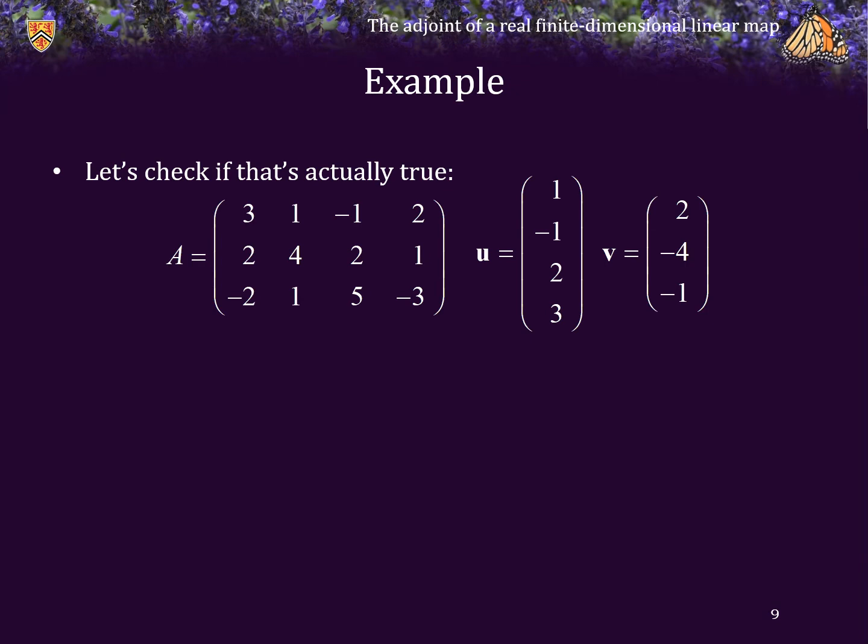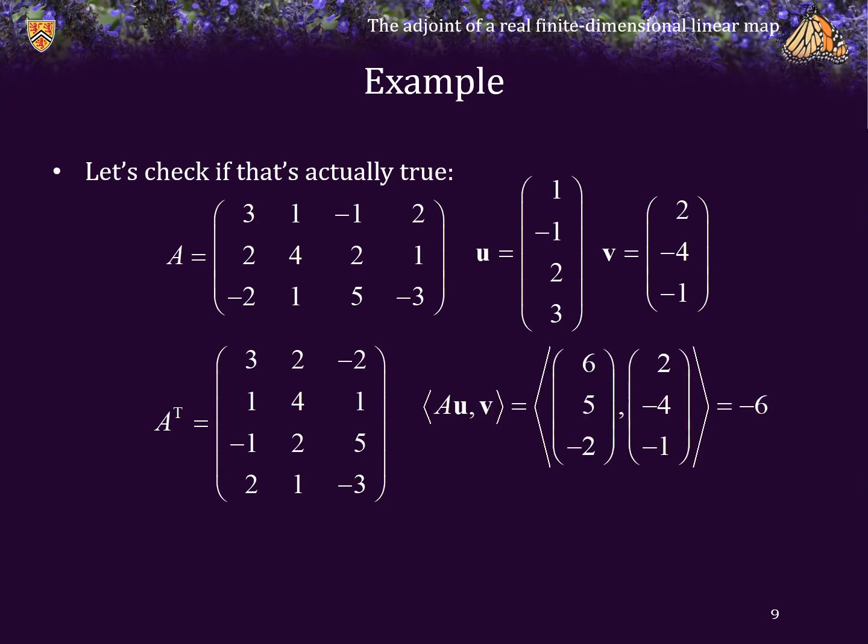Here we have a matrix A. It is 3 by 4, so it's mapping a 4-dimensional vector onto R3. Here U is a 4-dimensional vector, so A times U is a 3-dimensional vector. We will take the inner product of that with the vector V. Here is the transpose of A.